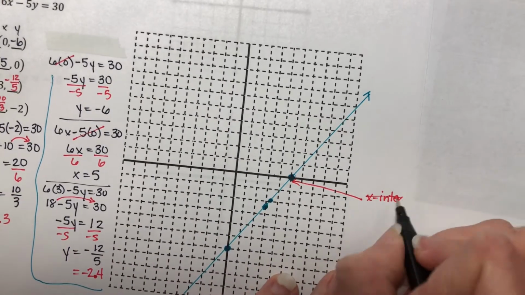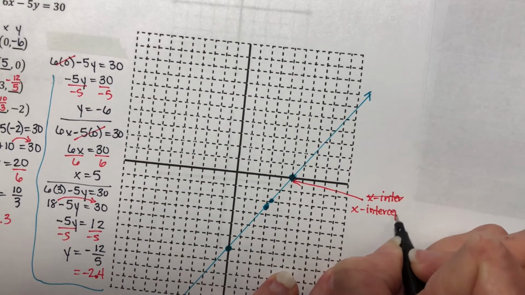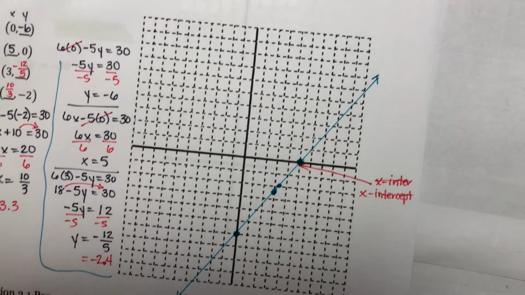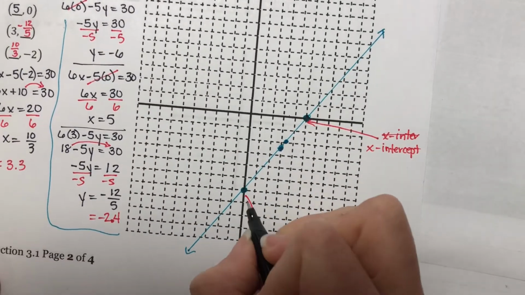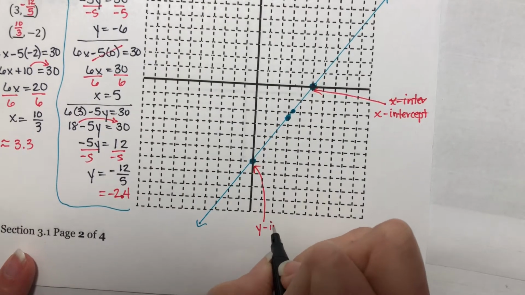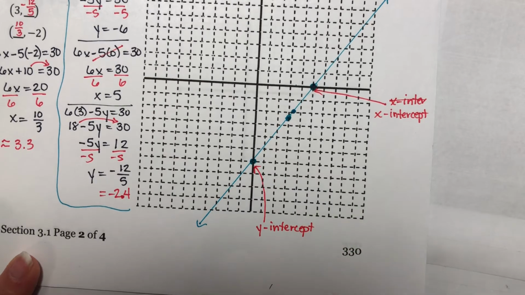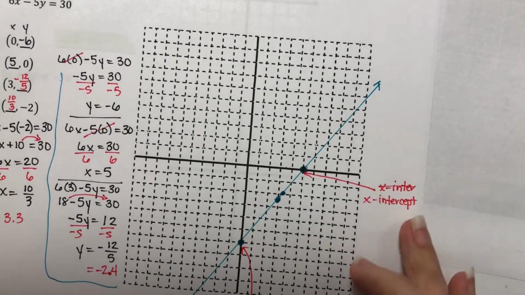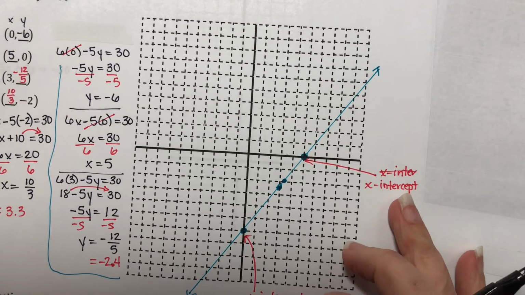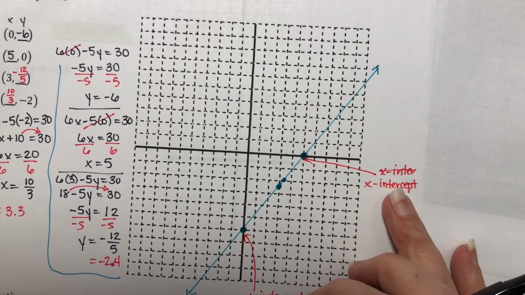I ran out of paper here. Okay, that's the x-intercept. And right here, because this is where it crosses the y-axis, this is the y-intercept. Okay, we're going to talk about how to find these, because this is often an easy way to get a graph: to find your intercepts.